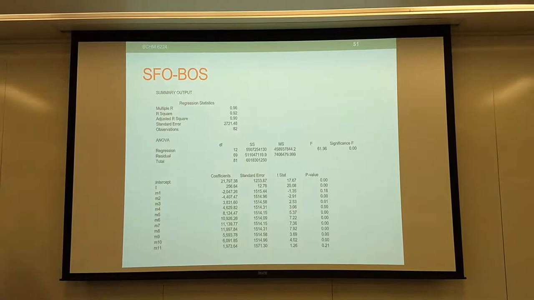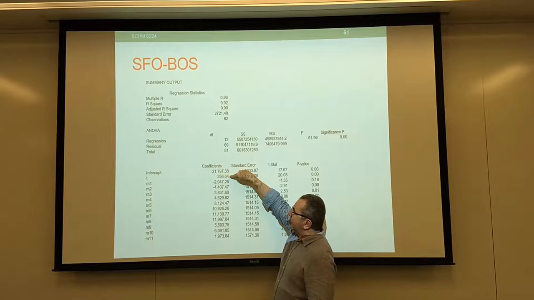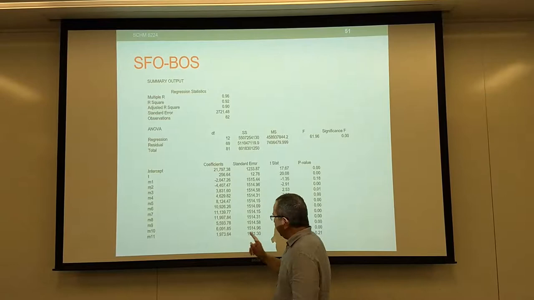Okay. So here's the Excel output. This is the intercept, alpha, plus the trend slope. And then these are the monthly seasonality factors. One thing you may notice is M12 is missing.